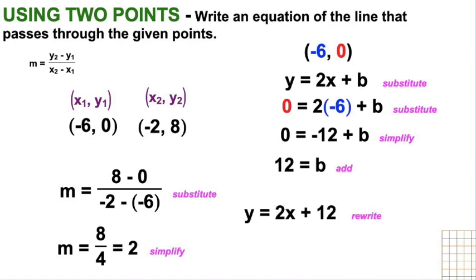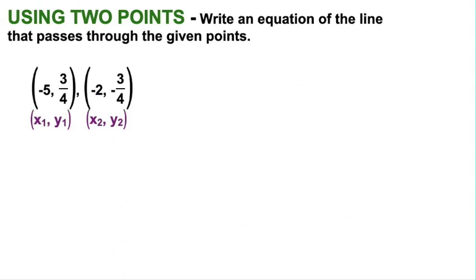And we now know the slope, 2, the y-intercept, +12, y equals 2x plus 12. Hey, this is getting the hang of this. All right, let's try another one.